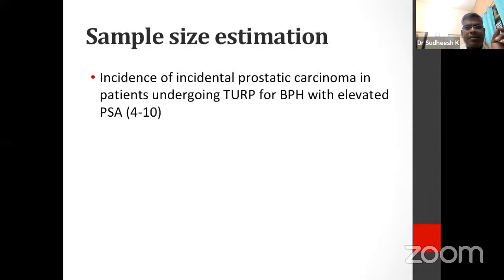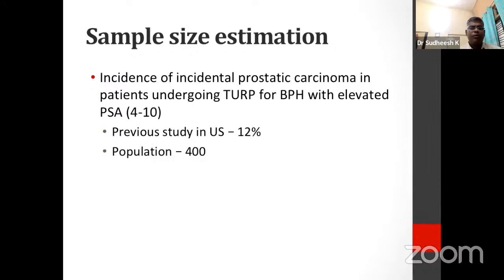Now coming to a different type of example. All this time we were calculating study sample size for interventional studies. Now for observational studies, let us say you want to find the incidence of incidental prostatic carcinoma in patients undergoing TURP for BPH, especially with elevated PSA. In a previous study in the USA, they found that the incidence was 12% in one particular hospital. Now what do we mean by population here? Population here is the number of patients who have BPH with elevated PSA. This can be obtained from your previous hospital records, like how many patients with BPH with elevated PSA came to your hospital.